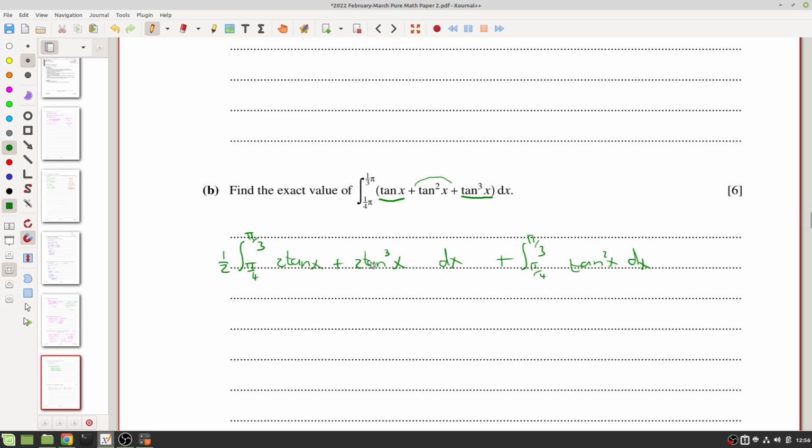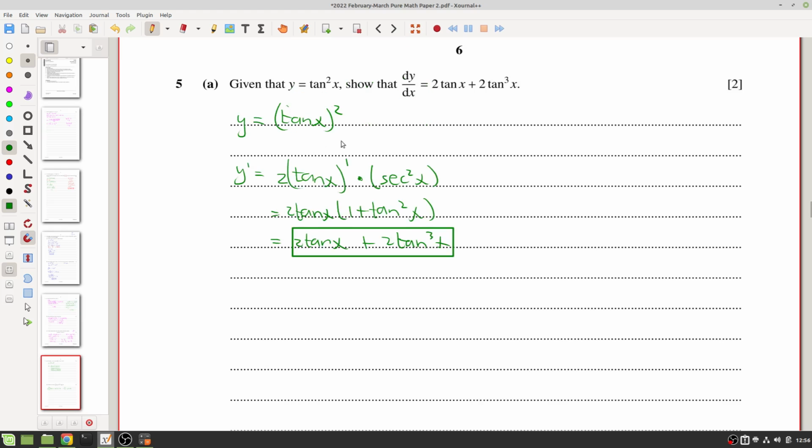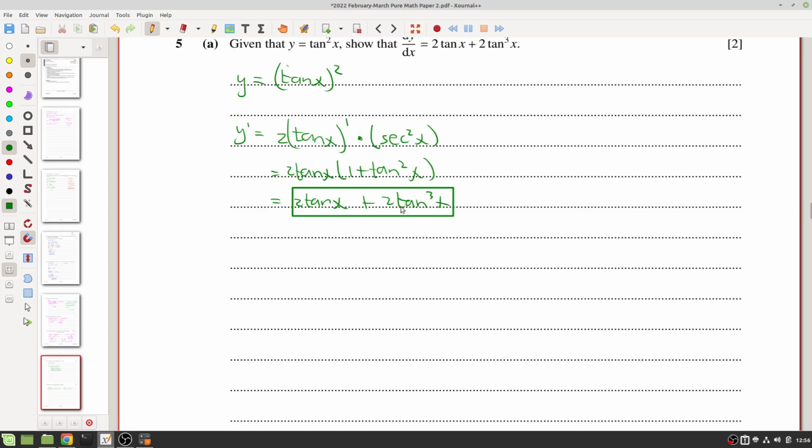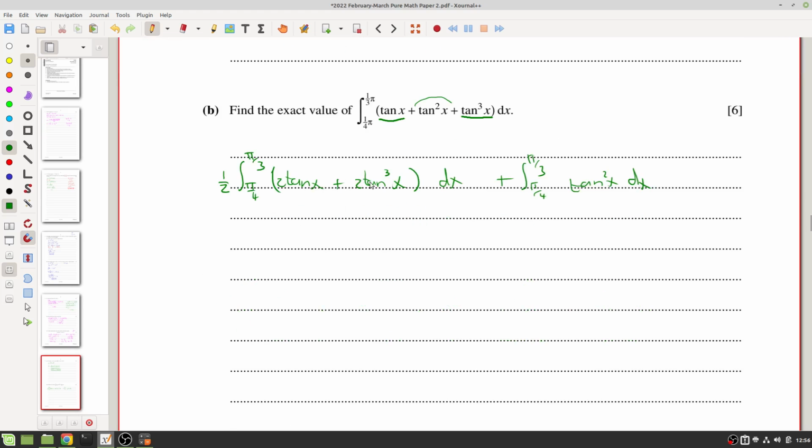Okay, so now we know this part, right? So let me just put brackets around here. Okay. So now if we differentiate the tan squared to get to this, then integrating this will give us back tan squared. So this whole part will give us tan squared x. So this is equal to half of tan squared x from pi over 4 to pi over 3.